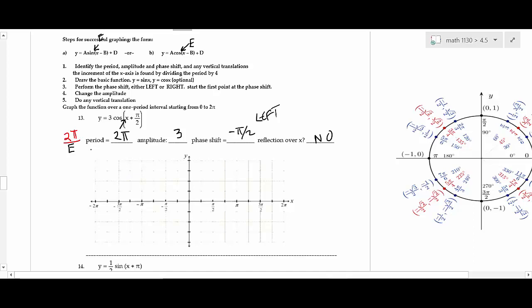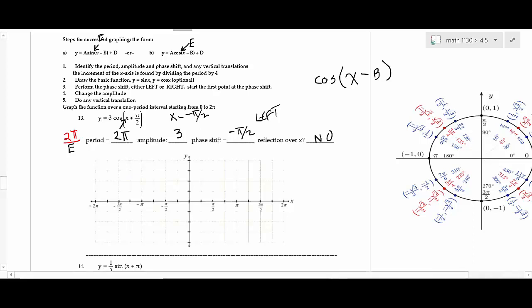Why is it negative pi over 2 if it's plus pi? Because it's going to the left. What happens is the general form is cosine of x minus b. So I'm really writing this as x minus negative pi over 2. Okay, that's why I write that as negative pi over 2.